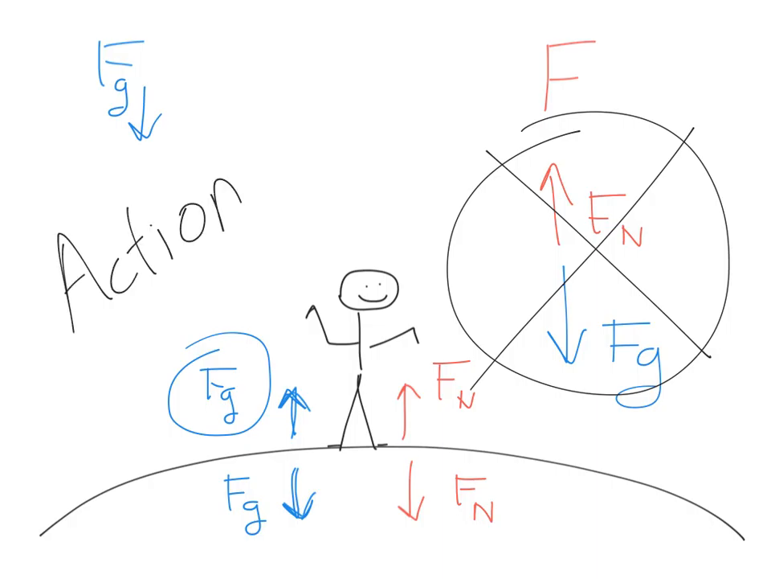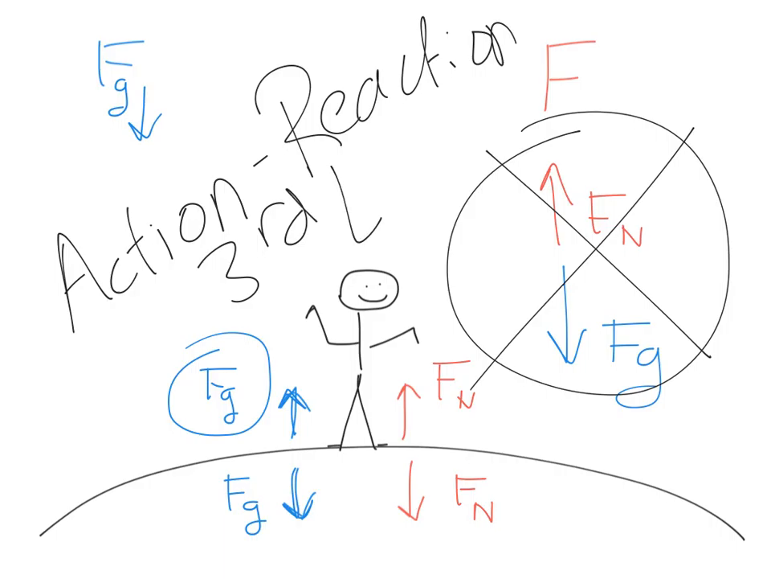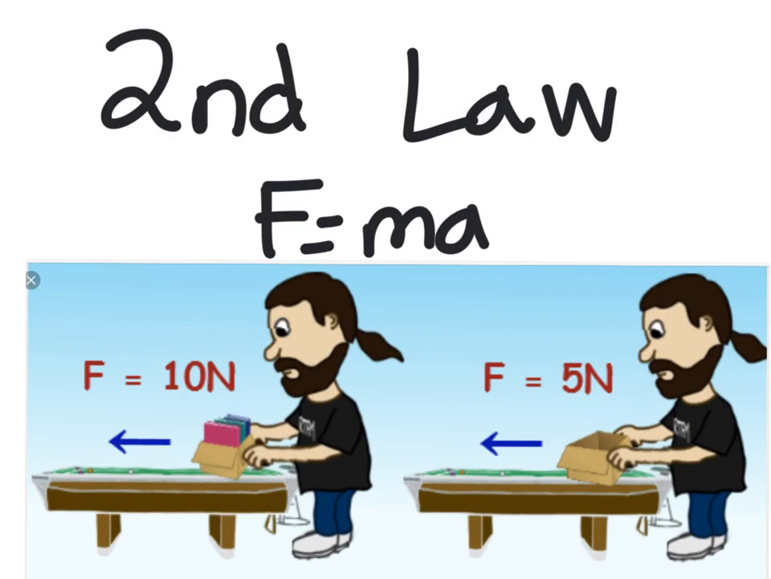Let's talk about the others. Newton's second law is easy to understand. It's an equation, which might scare you at first, F equals ma, but it's a really simple equation. The force on an object is equal to its mass times its acceleration. All this means is it takes more force to move heavy stuff than light stuff.